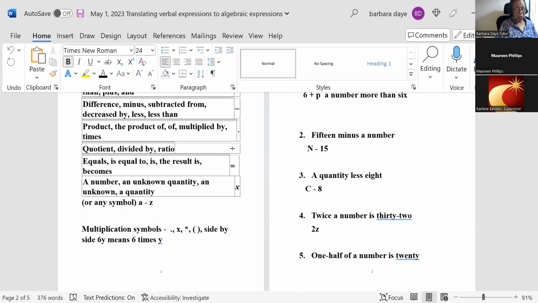It's 32. But what do you put for "is"? Equals. Equal, that's right. Back over here, "is" means equals. So you put equal, and then what would I write? 32. Twice a number, and you call it z: 2 times the number z is equal to 32. Very good. Now, "of" also represents multiplication, right?